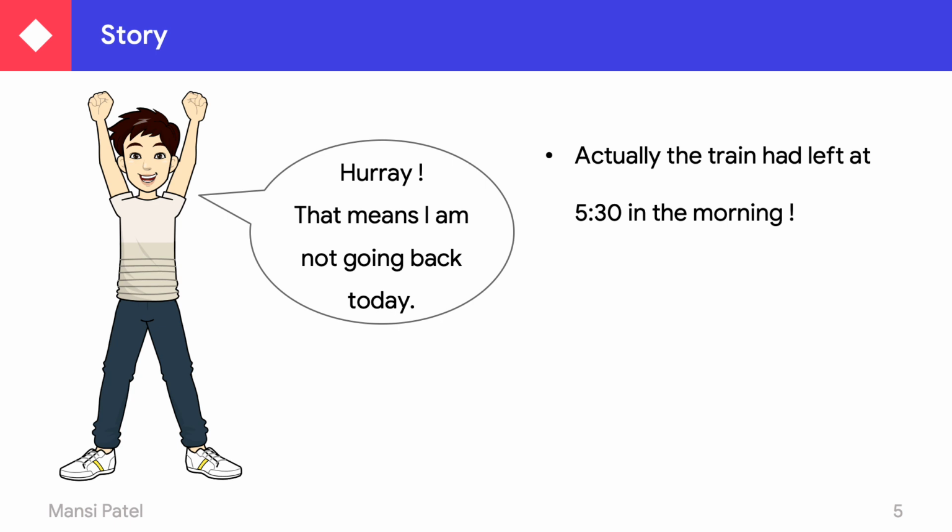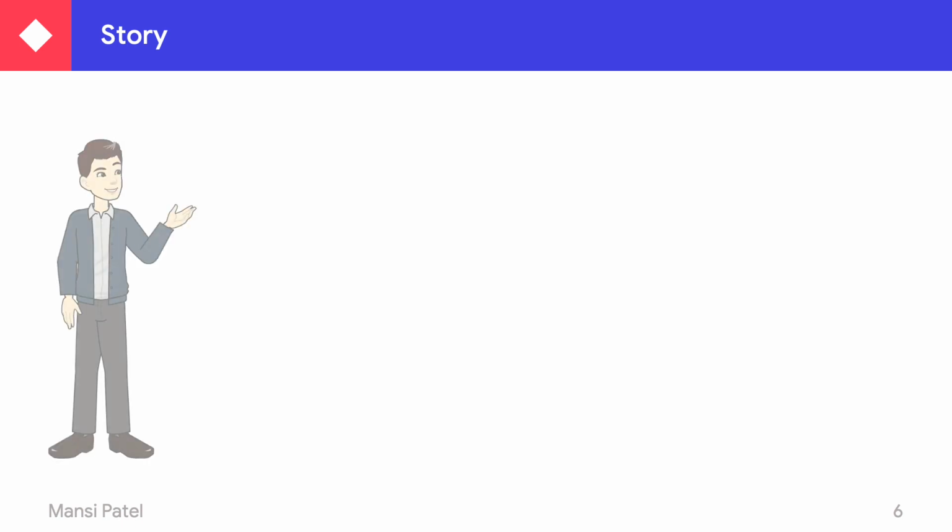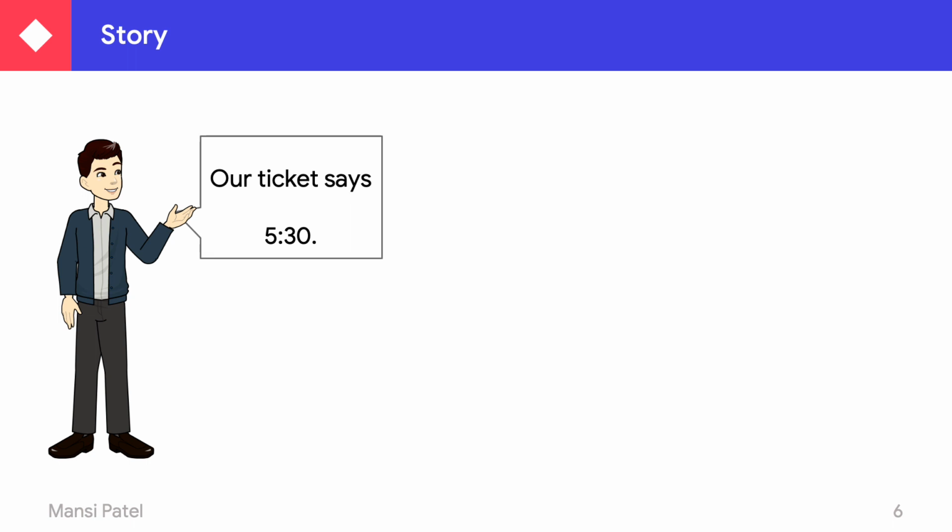Actually, the train had left at 5:30 in the morning. His father says that the timing of the train is 5:30 in the evening, but actually the time for the train is 5:30 in the morning. Tutun's parents were upset. They asked the station master. His father says to the station master that our ticket says 5:30. See here, he sees only the time. His father did not see AM and PM. He did not think about that thing also.